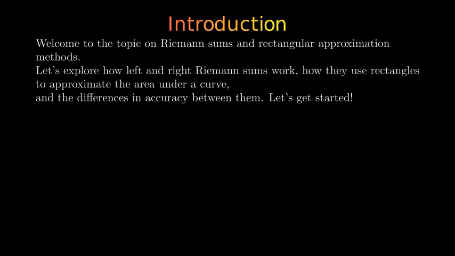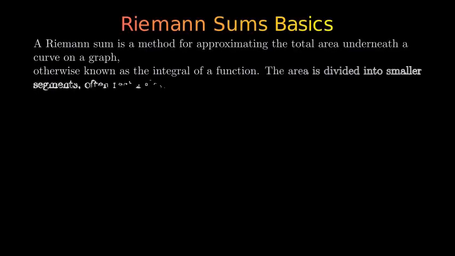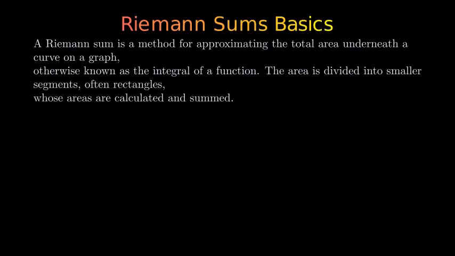Let's get started. A Riemann sum is a method for approximating the total area underneath a curve on a graph, otherwise known as the integral of a function. The area is divided into smaller segments, often rectangles, whose areas are calculated and summed.